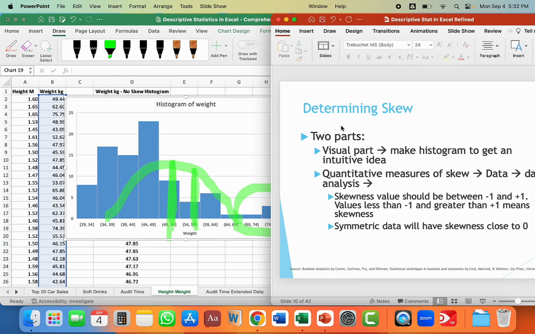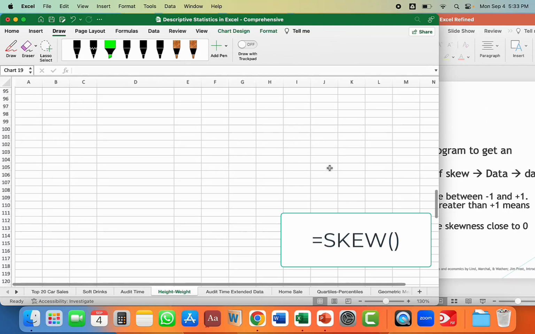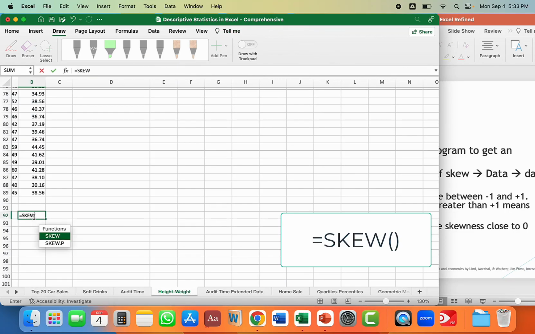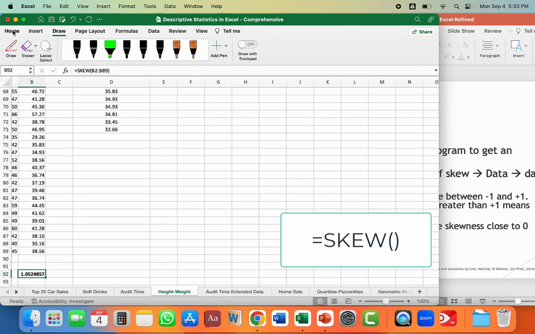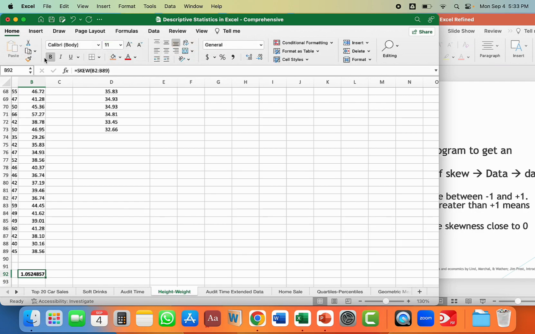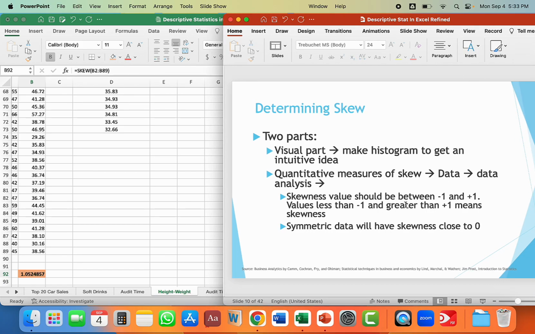There are two ways to make sense of this. One is visual, which means just making a histogram, and the other one is quantitative, a number that can tell us if there's a skew. For that purpose, here's a function in Microsoft Excel. If I write here equal to SKEW and I select this whole column, it says that skew is 1.05.